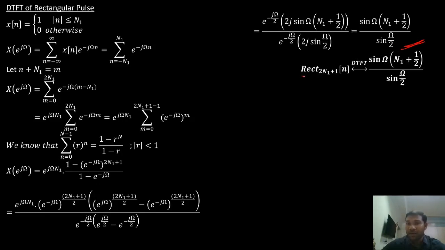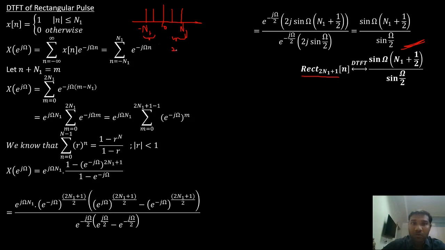So for a rectangular function, what is the length we have considered? From minus n1 till n1, right? This is the rectangular pulse we have considered, minus n1 till n1. So the length is going to be from here till here. For this part the length is n1, and for the left part the length is n1.